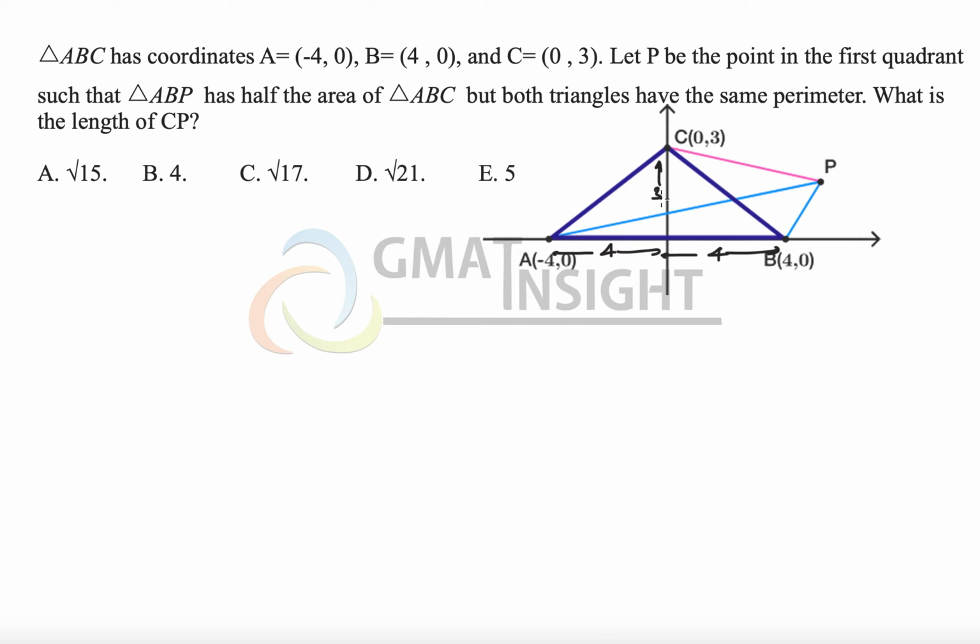That means this height is 3 units, which means this distance, if we calculate using Pythagoras theorem, will be 5 units because it's forming a right triangle 3, 4, 5. And similarly, the length of BC will also be 5 units.